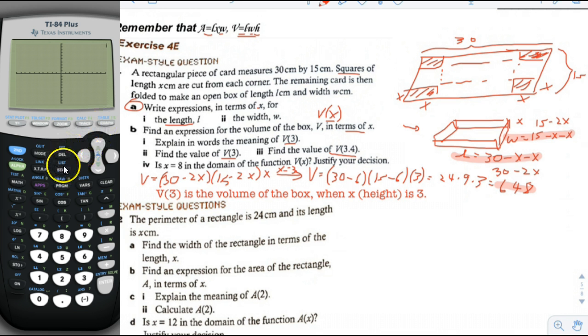Okay, and of course it doesn't appear because I need to do zoom fit. So I choose zoom fit. Okay, so now we can see the curve. Let's see if we can do a trace 3.4. 3.4 gives us a value of y equals 646.8. So when x is 3.4, V is equal to 646.8.